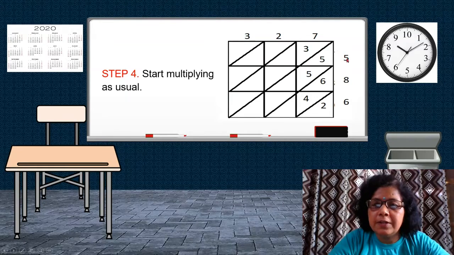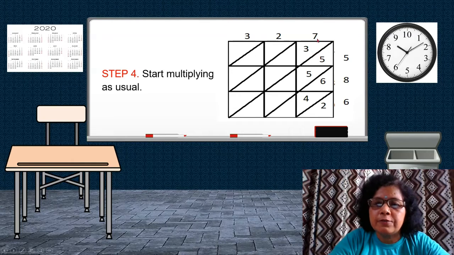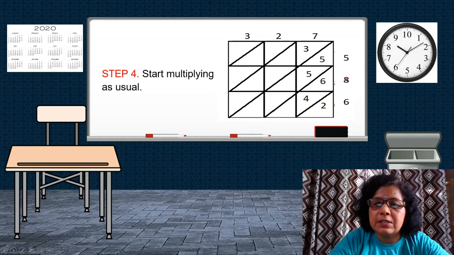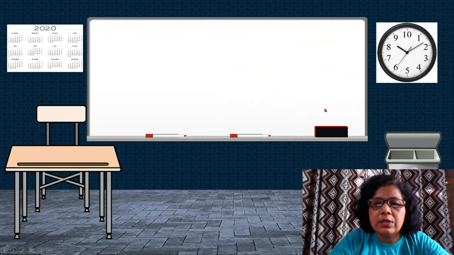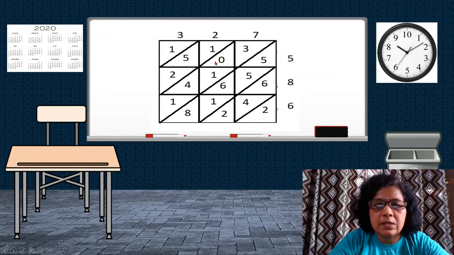7 5s are 35, but the only thing is that we will write them in a different way. 3, 5. 7 8s are 56. We will write 5 in this and 6 in this triangle. 7 6s are 42. 4 here, 2 here. Students, same way we will do all the digits.